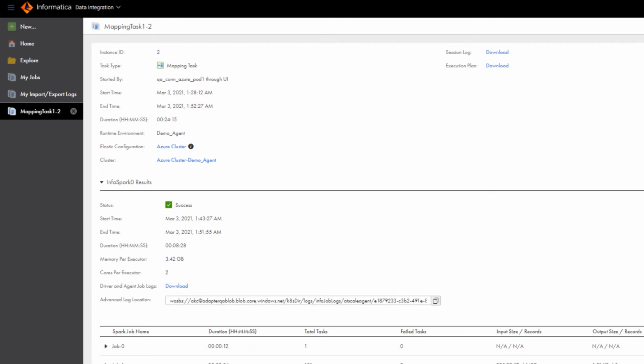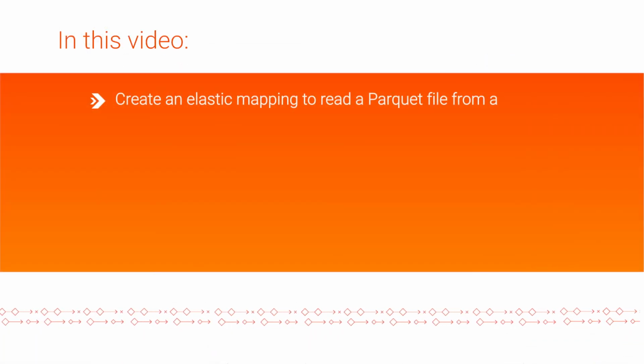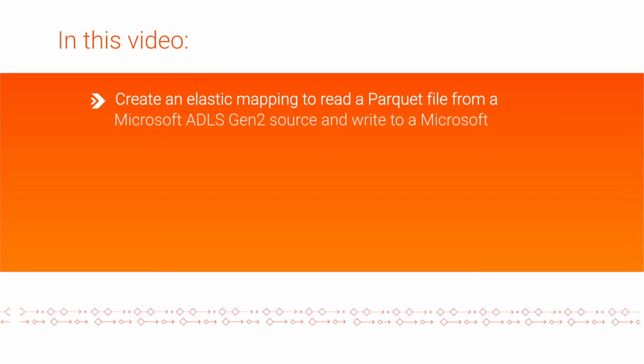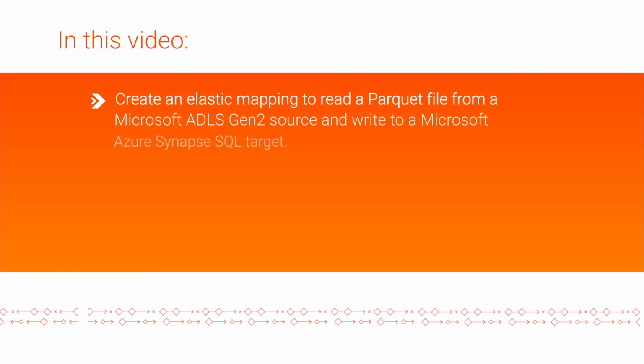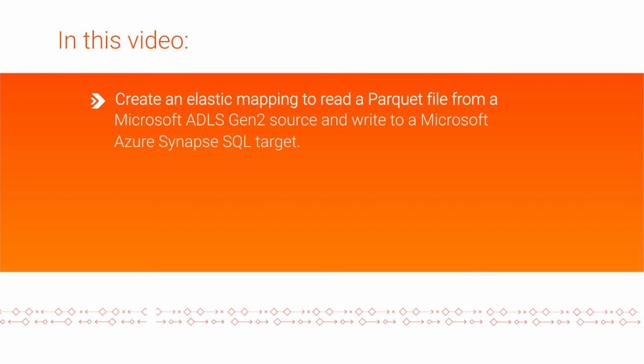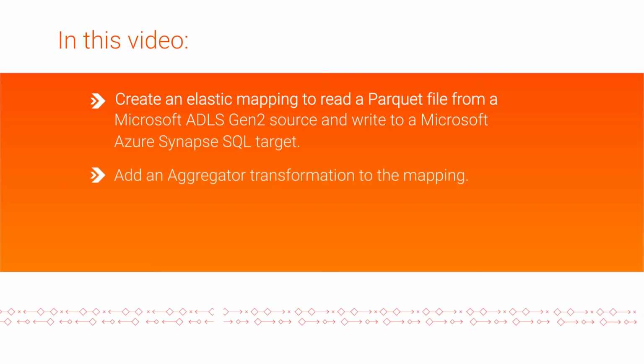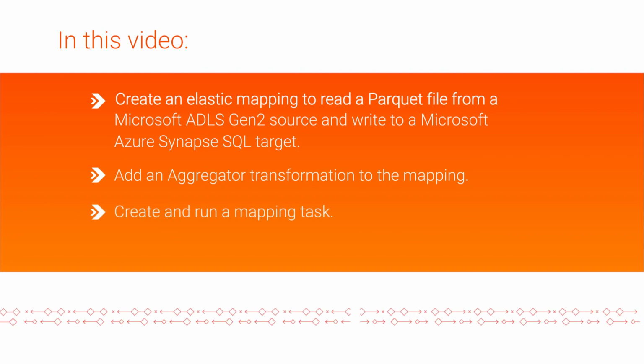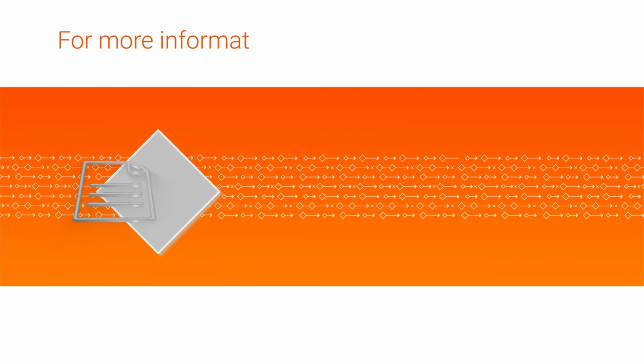And that's it! In this video, we showed you how to create an elastic mapping to read a Parquet file from a Microsoft ADLS Gen 2 source and write to a Microsoft Azure Synapse SQL target. Add an aggregator transformation to the mapping, and then create a mapping task. For more information, see the Microsoft Azure Data Lake Storage Gen 2 Connector Guide on the Informatica Documentation Portal.